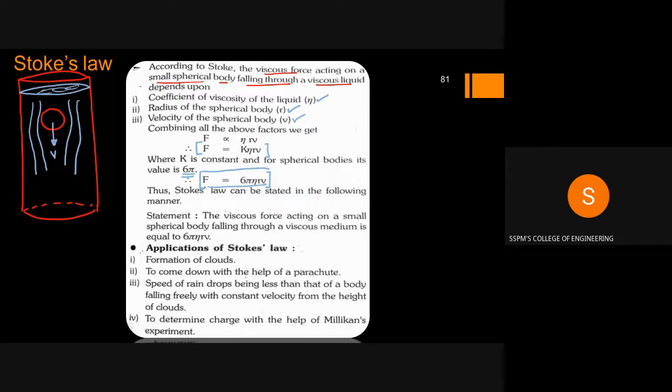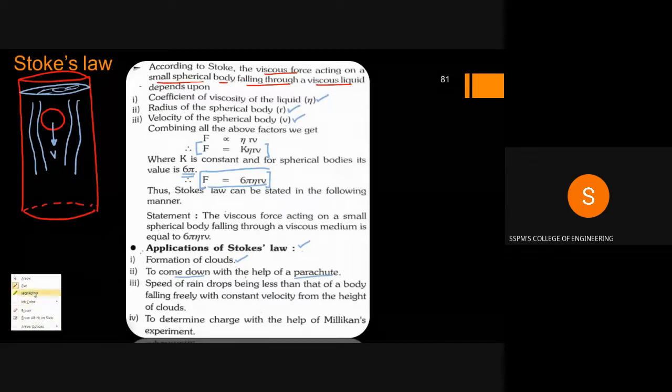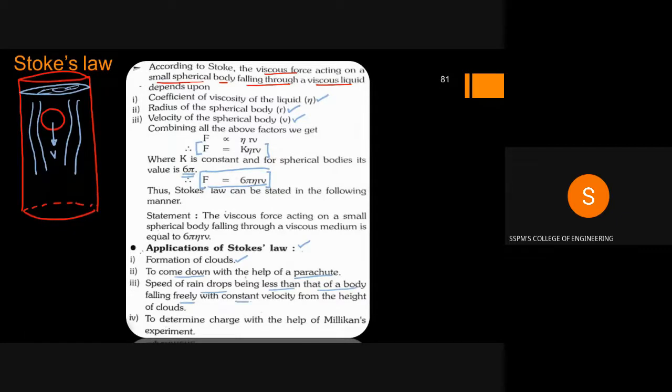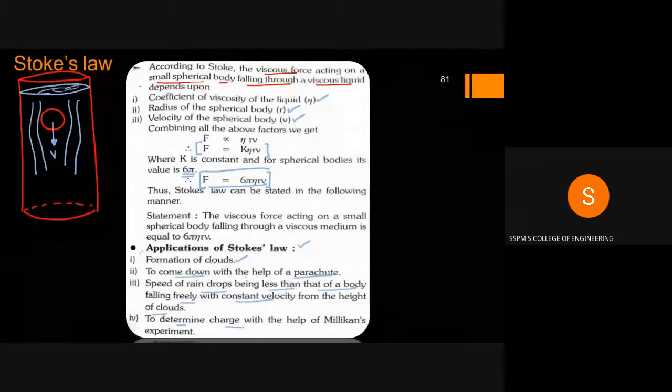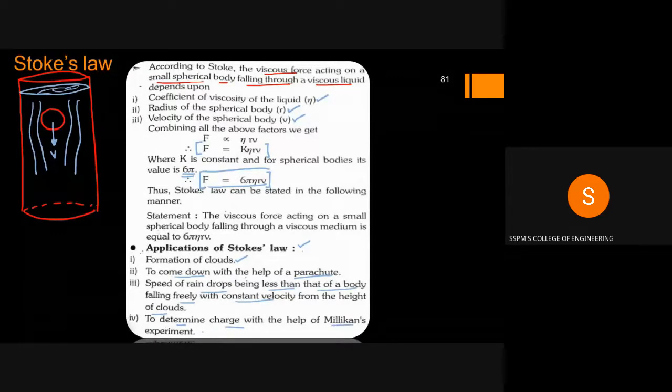Now, one application of Stokes law is the formation of clouds. We can also determine the force acting on raindrops, the speed of raindrops being less than that of a body falling freely with constant velocity, and determine charge with the help of Millikan's experiment. So these are some applications of Stokes law. You should remember this equation, as there can be a question on it to determine the viscous force.